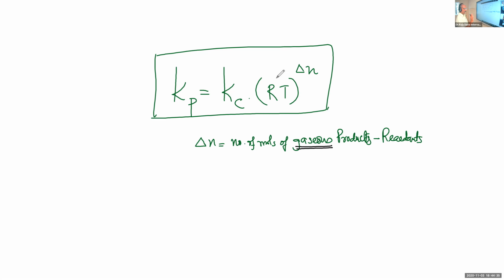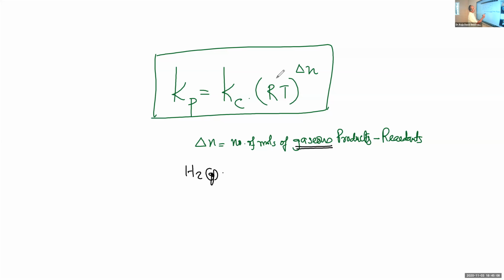You consider only gaseous products and reactants. There may be solids or liquids, so you need not consider those. You take the difference in the number of moles of gaseous products and gaseous reactants only, and that is delta N. Sometimes it is 0, it may be a positive value, it may even be a negative value.